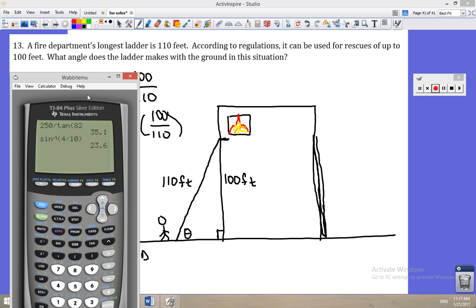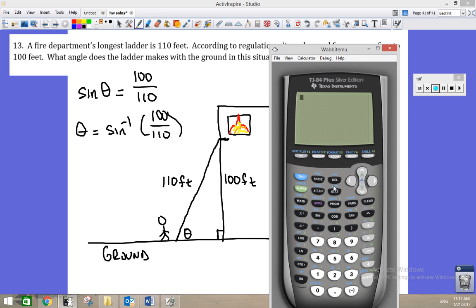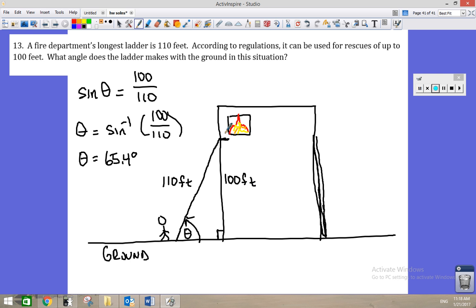So if we jump to that, we've got 100 divided by 110, 65.4 degrees. So that's pretty steep. You don't want this angle to be greater than that. If it's greater than that, then you could reach up more than 100 feet, but it could put people in jeopardy, getting them down the ladder or getting the firemen up the ladder. I'm assuming that's why the regulation exists.